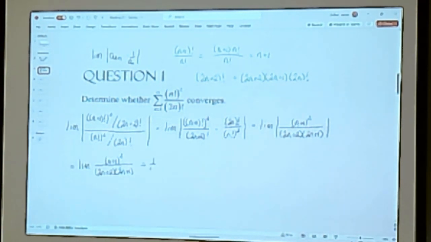It's less than 1. So it converges absolutely. What happens to the factorial signs, though? They end up simplifying out. If you have one in the numerator and denominator like that, these end up simplifying out. Okay. That's why the ratio test is so powerful. It gets rid of factorials. So our series does converge absolutely by the ratio test.